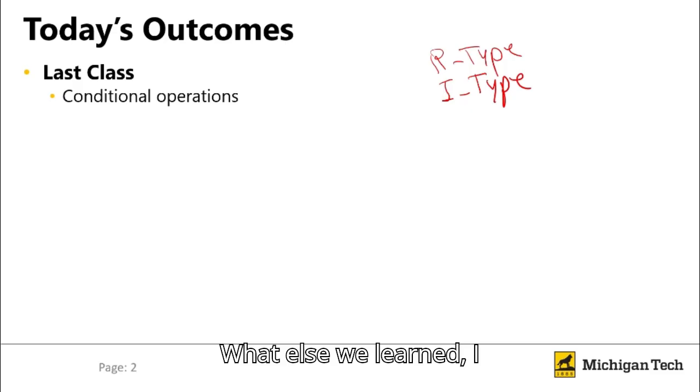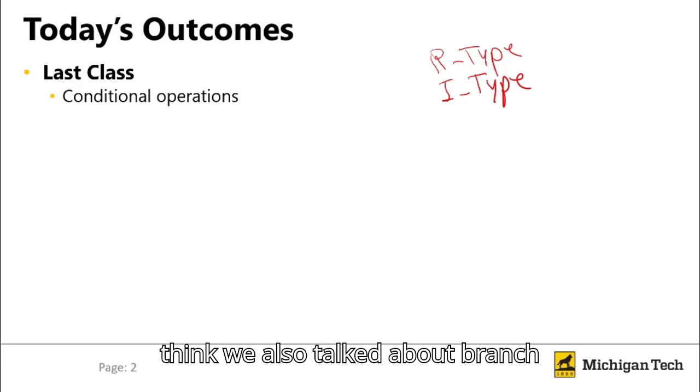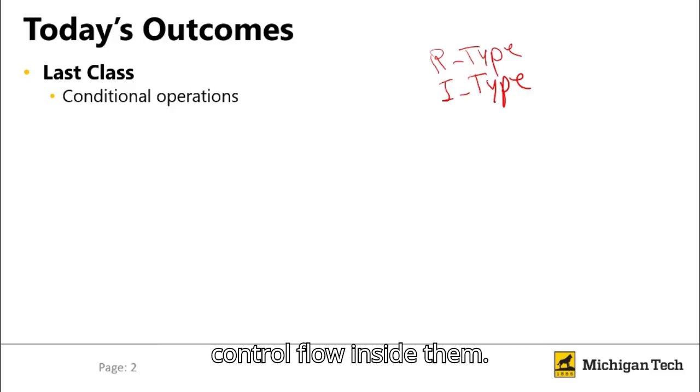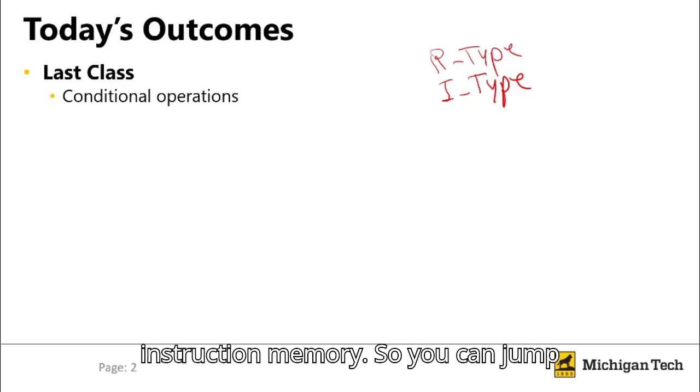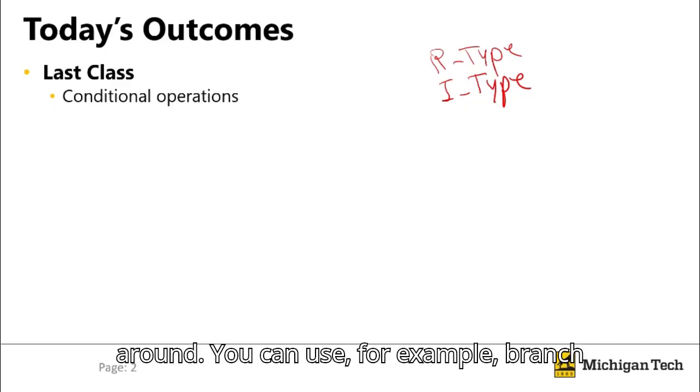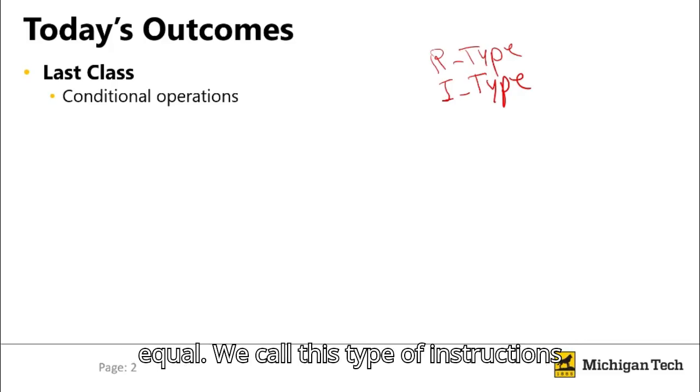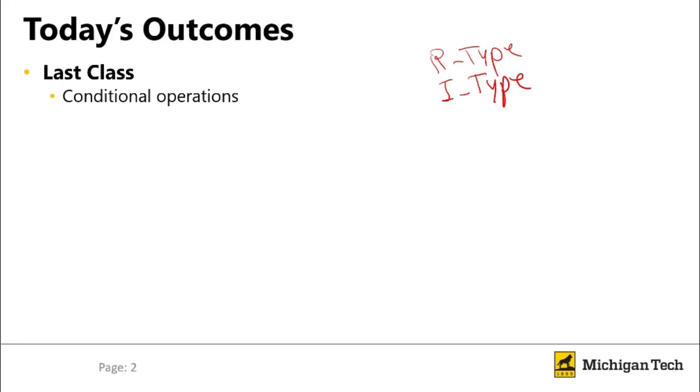What else did we learn? I think we also talked about branch instructions, how we can change the control flow inside the code. You can branch to different places. You can label code. Labels are just addresses inside the instruction memory, so you can jump around. You can use, for example, branch equal. We call these types of instructions branch instructions.